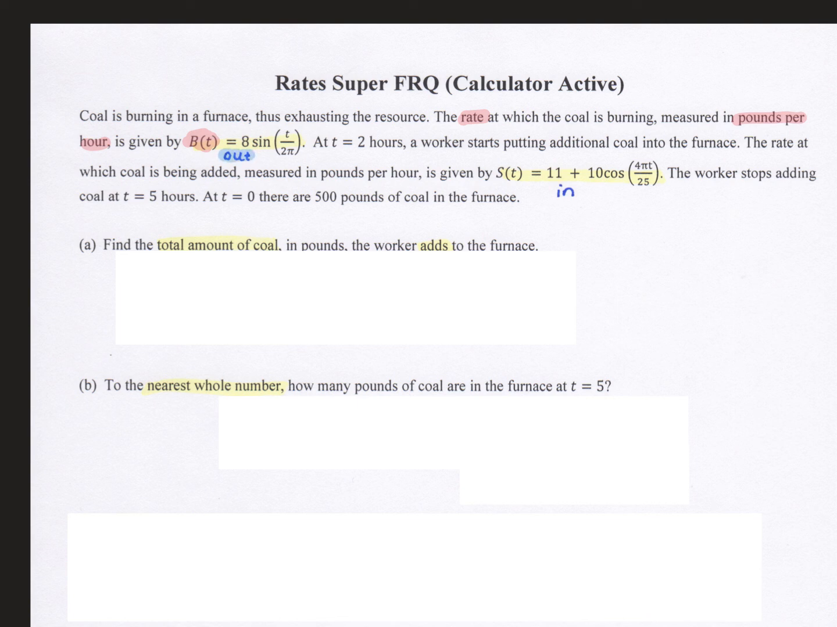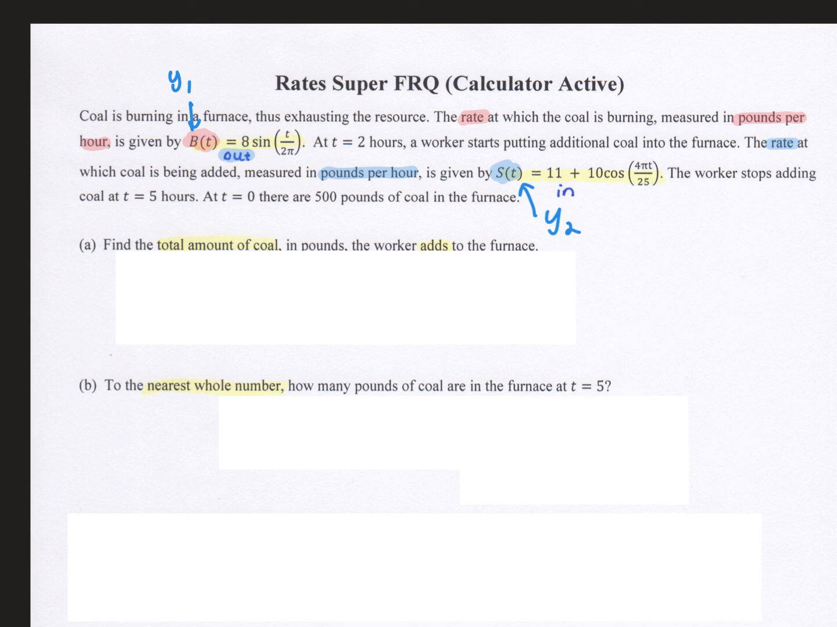And at T equals 2 hours, we have a worker that's adding to the pile of coal. So we have a rate of adding the coal, S of T, and again, pounds per hour tells us that is a rate. This is a calculator active question, and for any calculator question, you're going to want to take these functions and store them into Y1 and Y2, and it's always nice to put it on your paper that I have this in Y1 and I have this in Y2.